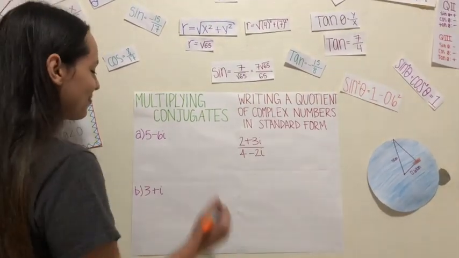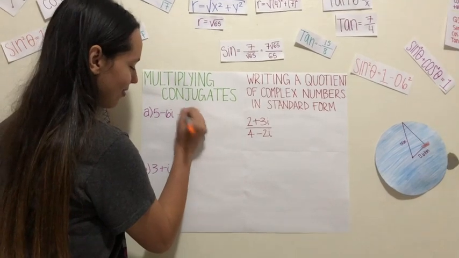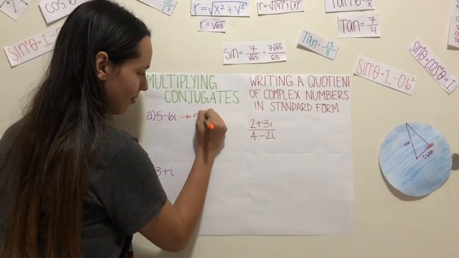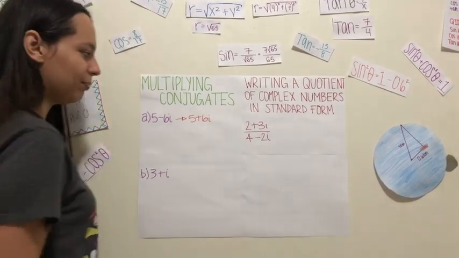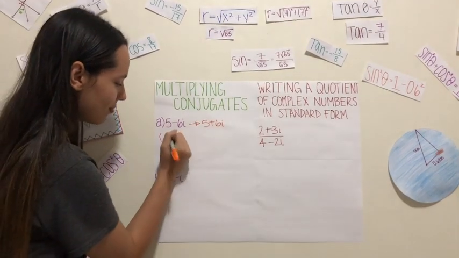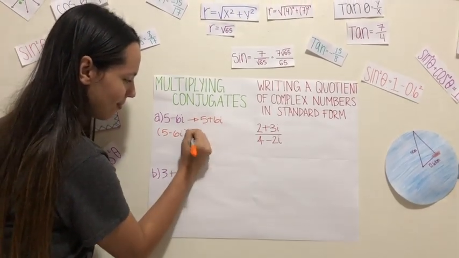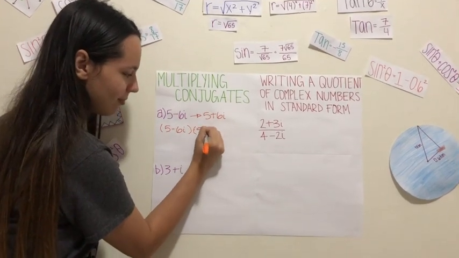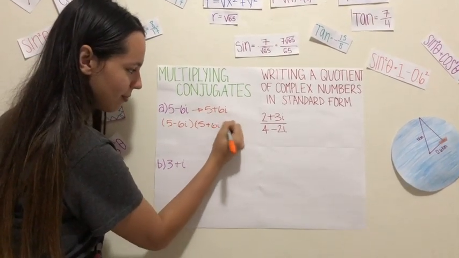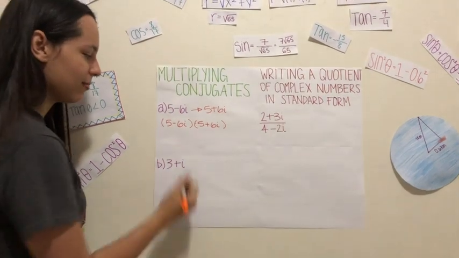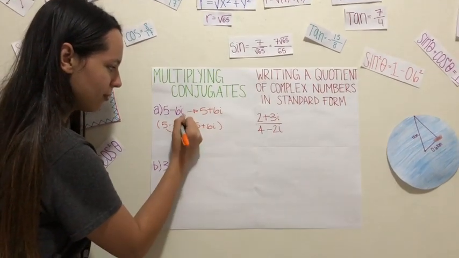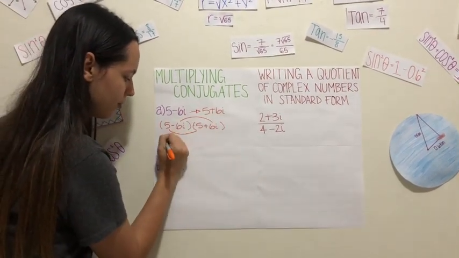Our first step is to find the conjugate, which is just changing the sign between the binomial. So now from 5 minus 6i you get 5 plus 6i. Since we are multiplying conjugates, you get a difference of 2 squares.